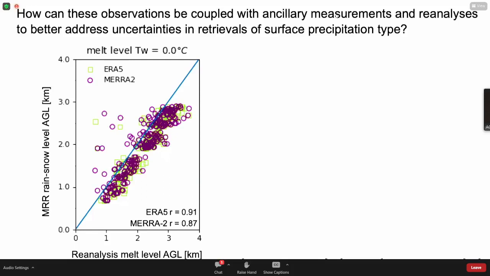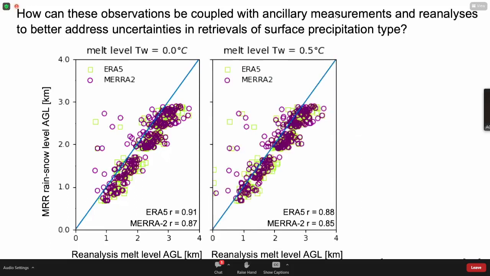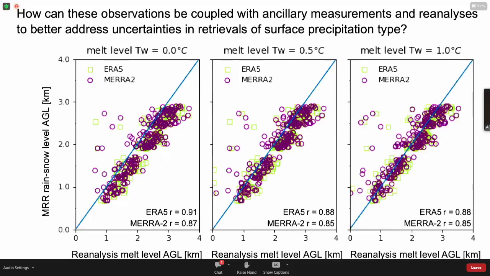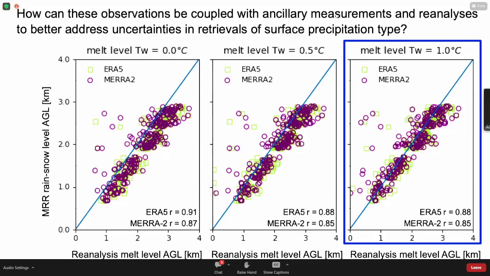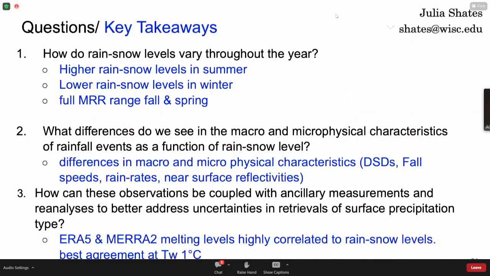So for this one plot, we show generally good agreement between the MRR rain-snow levels and the reanalysis melt levels. But we're seeing that the melt levels are occurring above the MRR rain-snow levels, which would make sense because it takes some time for snowflakes to melt. In addition, we looked at the wet bulb temperature isotherm at 0.5 degrees Celsius, as well as 1 degree Celsius, and we see good agreement between those reanalysis melt level heights and the MRR rain-snow levels, particularly at 1 degree Celsius. So with that, I will leave up the questions and the summarized key takeaways on the screen, and I'm happy to take questions.